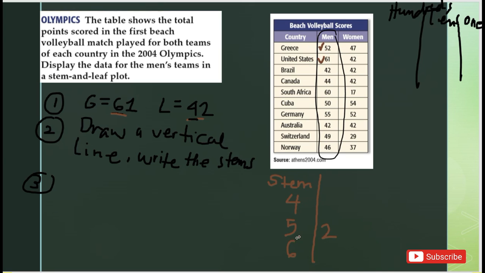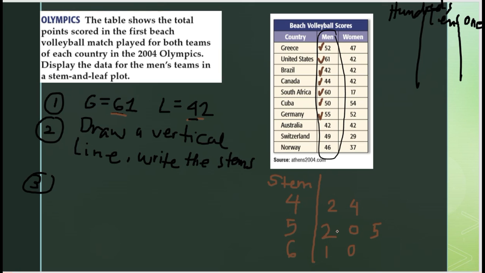61. Okay, so 6 and then 1. Next, Brazil is 42. So 4 and then 2. Next, Canada is 44. So 4, 4. Make some space so that you don't get confused. South Africa is 60. So you go to 6 and then you write 0 here. Then Cuba is 50. So 5 and then 0. Next, Germany is 55. So 5, 5.